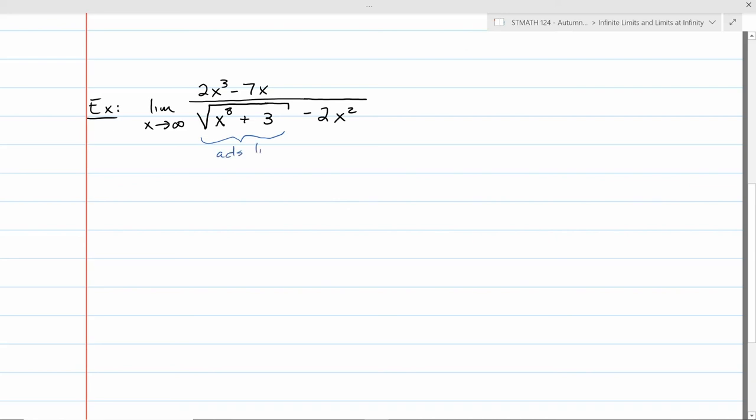So really, that term right there is kind of acting like x to the 4th. And so if I'm trying to pick the highest degree term in the denominator to divide the numerator and the denominator by, I'm going to go with x to the fourth. So I'm going to multiply by 1 over x to the fourth in the top, and I'm going to divide by 1 over x to the fourth in the bottom. And let's see what happens here.